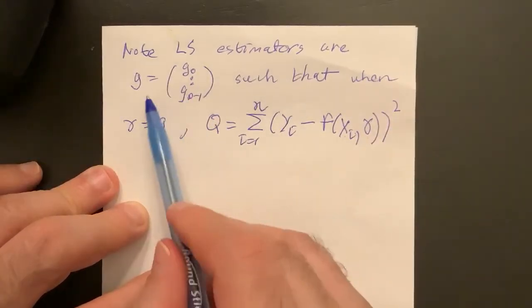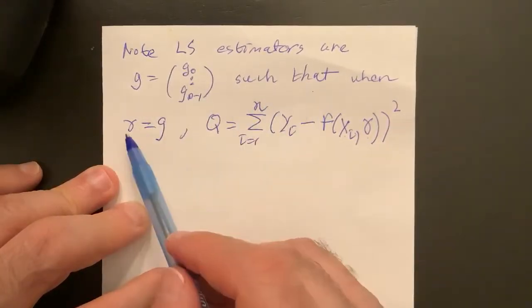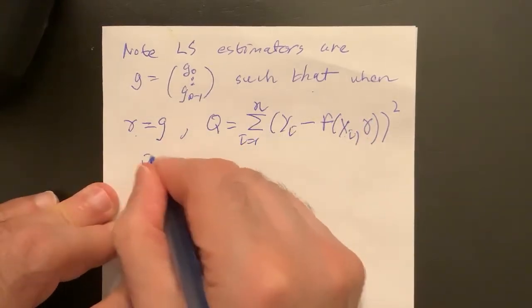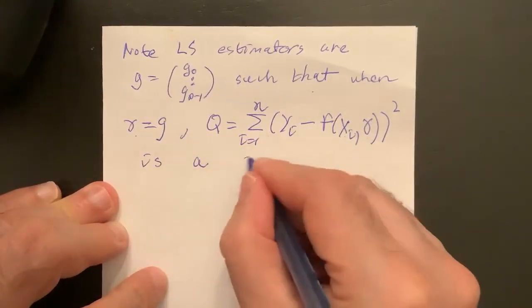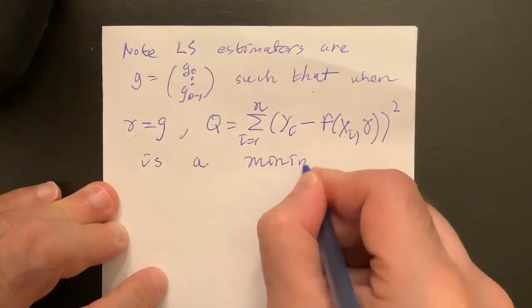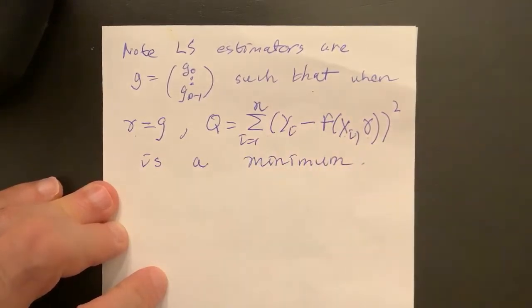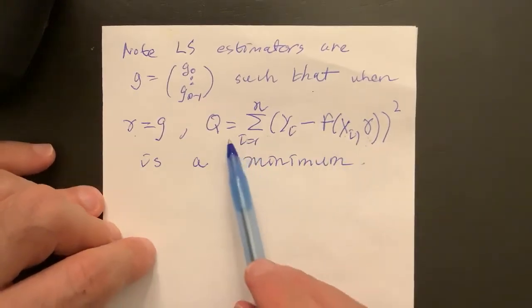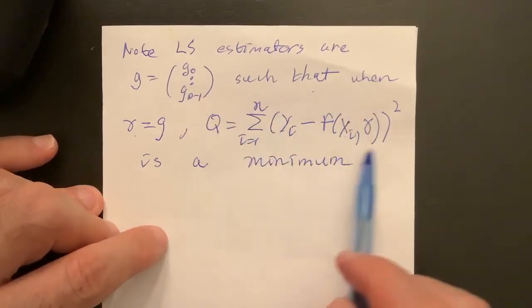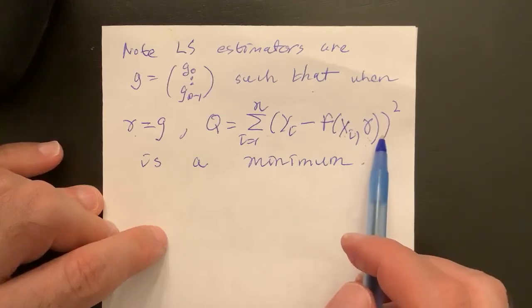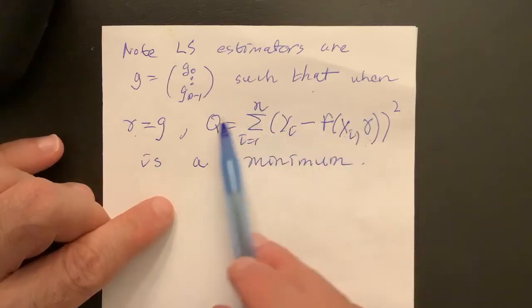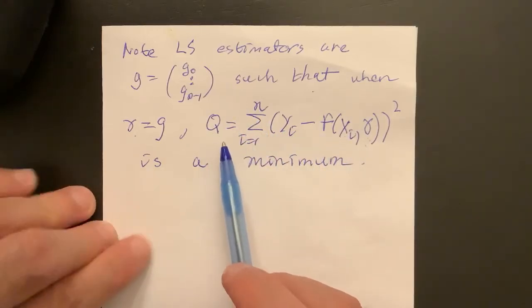So G is equal to that. It's just that when gamma is set equal to G, Q is a minimum, right? Okay, so this is how we will find gamma. We want to minimize this. We'll talk about some ideas for how to do that, and we'll look at one cool way to do it, and it's one of the ways R does it.